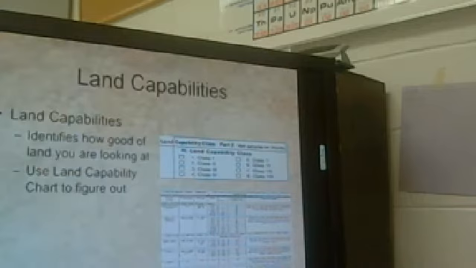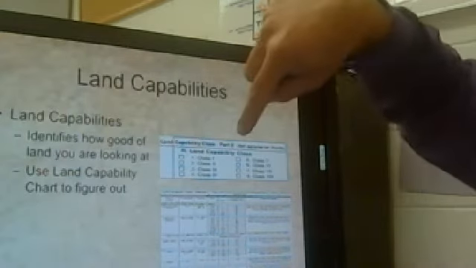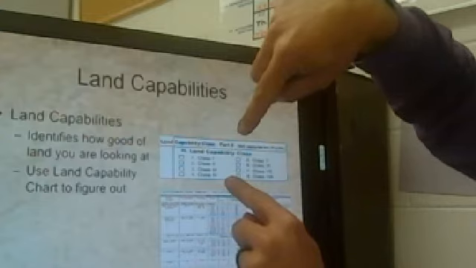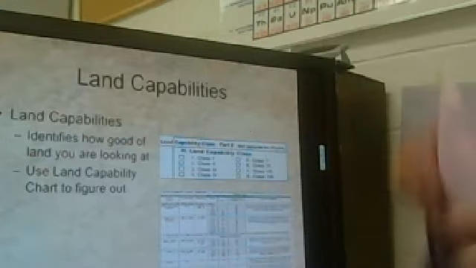What our objective now is to get into is land capabilities. So we're going to be moving on to this part, or part dos, of the scorecard. And so you still need the cheat sheet.